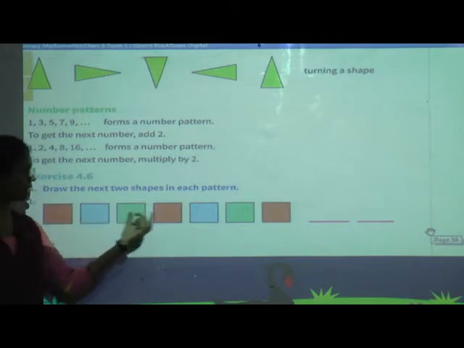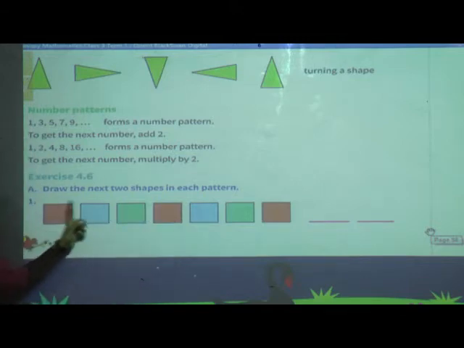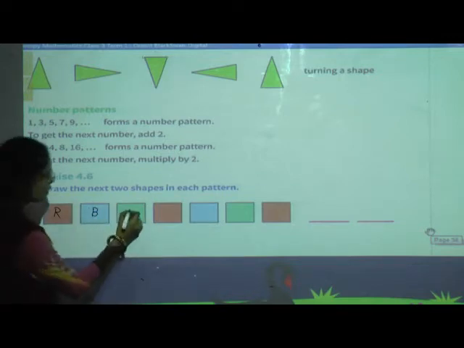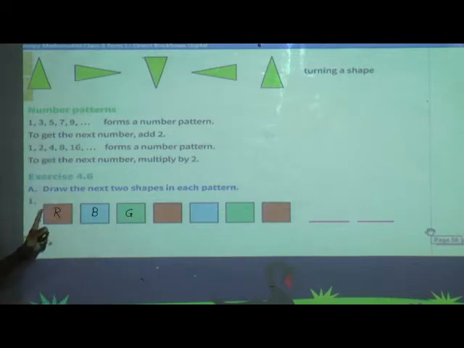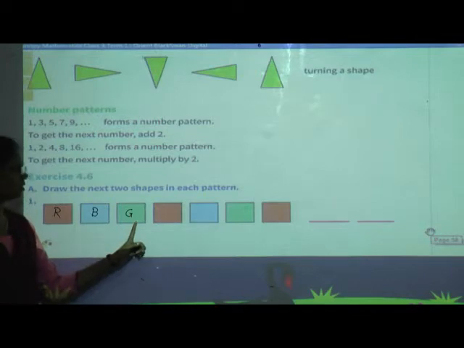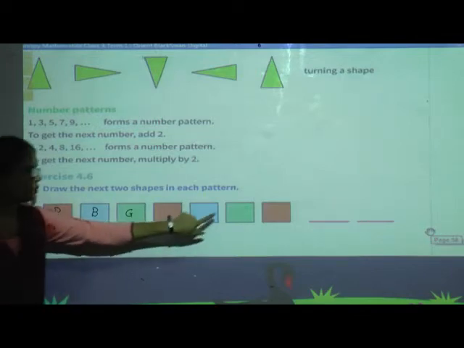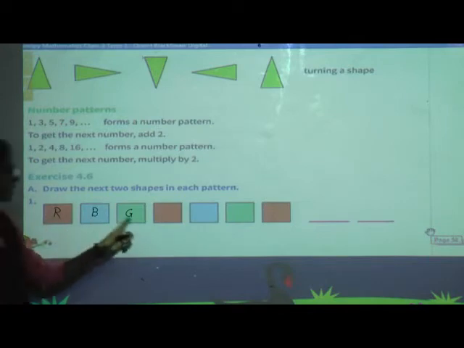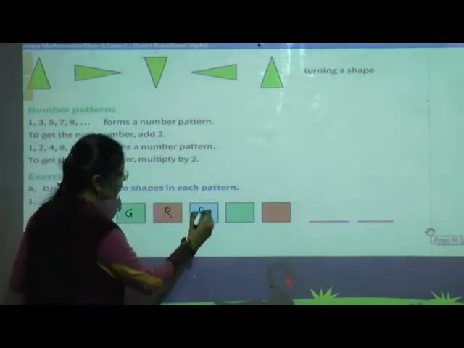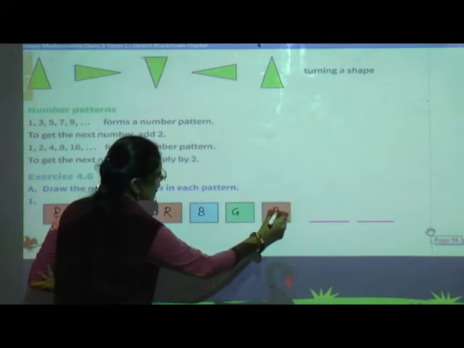Then green color is there. Again see red, blue, green. Here I will write R. R means red. This is blue color. B means blue, and this is green. G means green. See R, B, G, red, blue, green. After green again red is there. Red, blue, green, red, blue, green, then red.